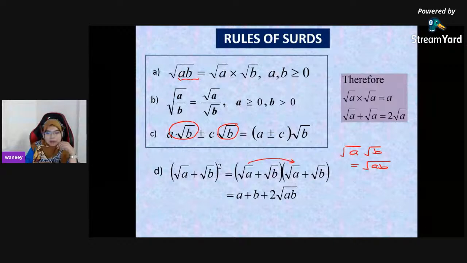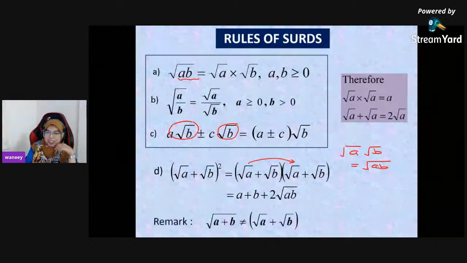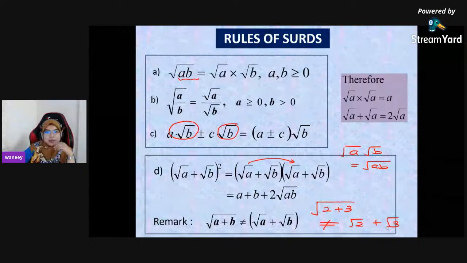One thing to remember is in addition to the surd, never separate your surd. So square root of A plus B is not equal to square root of A plus square root of B. That means if let's say root of 2 plus 3, this is actually not equal to root of 2 plus root of 3. So it's not the same thing. Okay, next.